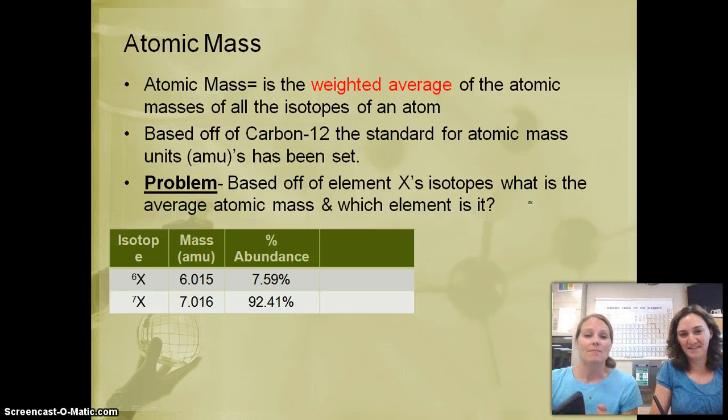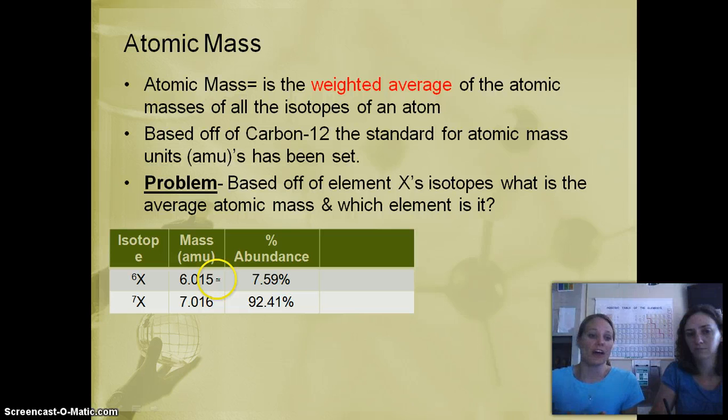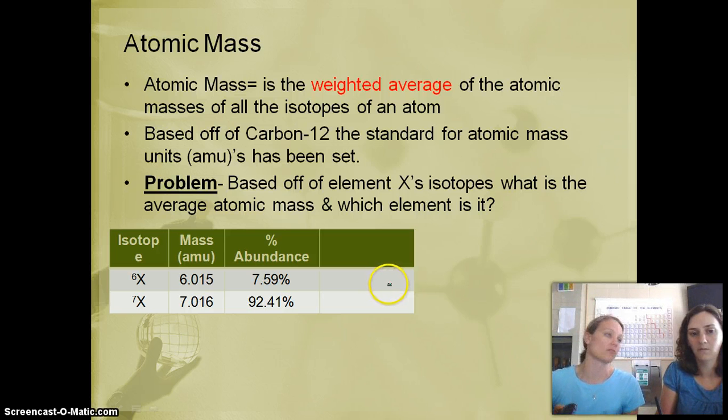All right, your problem. Based off of element X's isotopes. At this point, we do not know which element we're dealing with. We have to figure that out. What is the average atomic mass, or the mass that needs to go on the periodic table in decimal form, and which element is it? So we have some information. They're telling you isotope 6X, so the mass is 6, and isotope 7X. So you have 2 isotopes for this element. The mass is 6.015 for 6X and 7.016 for 7X, which is where the 6 and the 7 come from. They rounded those to whole numbers.